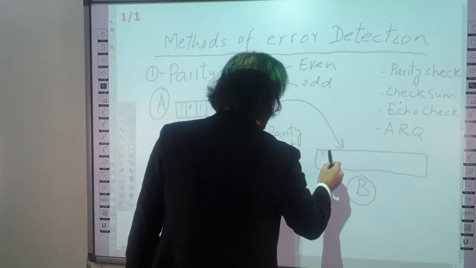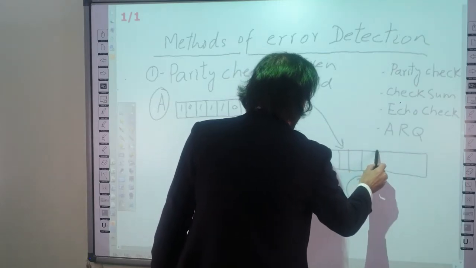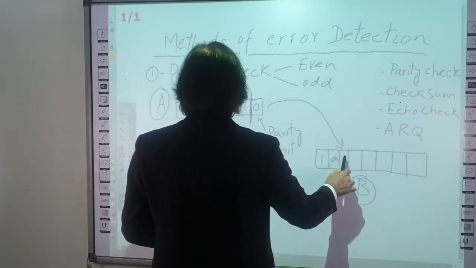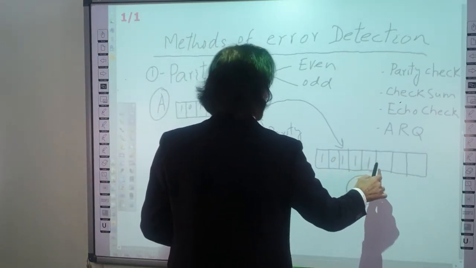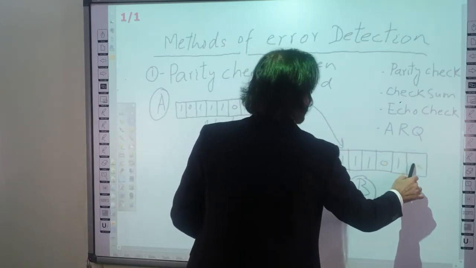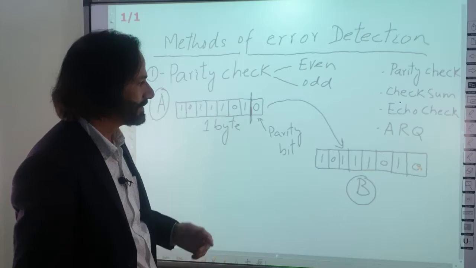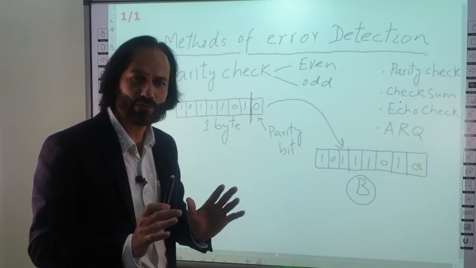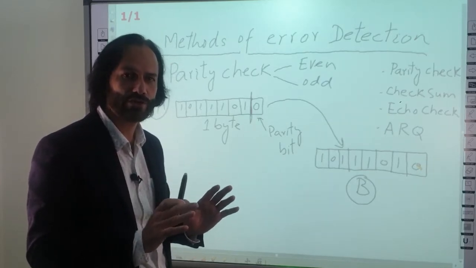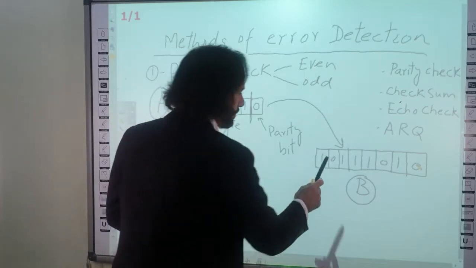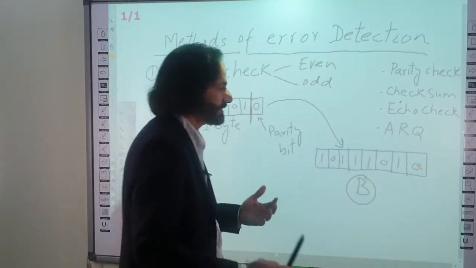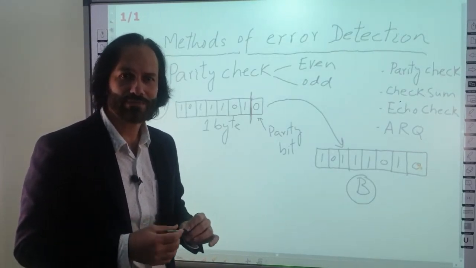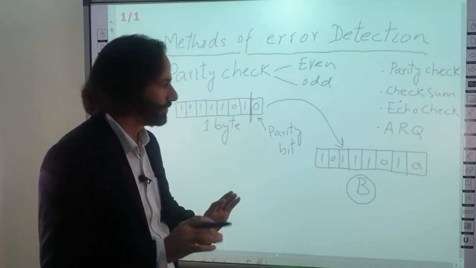1, 2, 3, 4, 5, 6, 7, 8. 1, 0. The same data has been transmitted and received by computer B. So again computer B is already ready to receive an odd number of ones, because this time they have agreed on odd parity. So 1, 2, 3, 4, 5. The receiving computer will be sure that this byte has been transmitted correctly because the number of ones is odd.